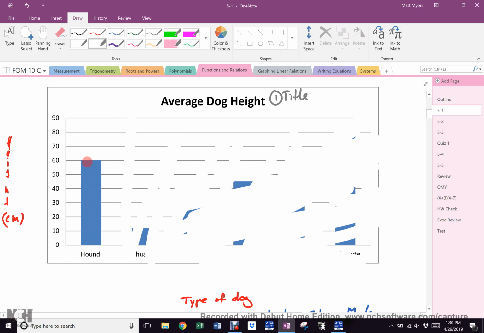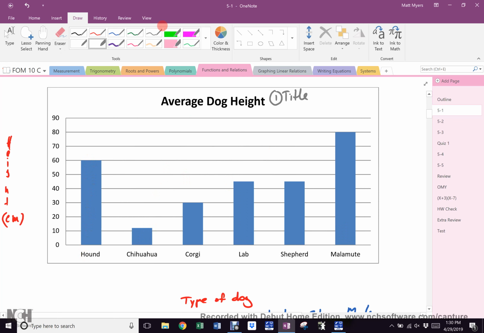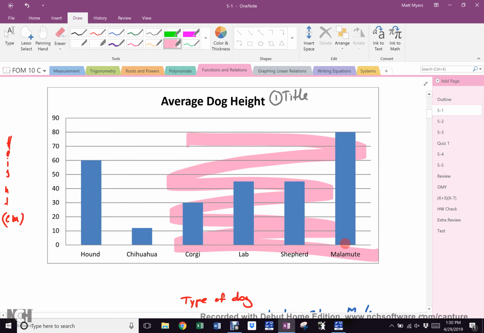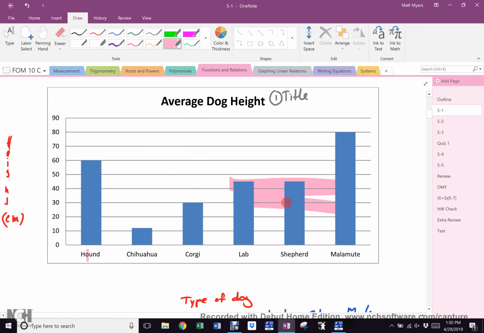Agreed? Okay. What if I add just Chihuahua? Pretend all this isn't there. Is it still a function? Why? Yeah, hound is 60, Chihuahua is 13. We cool? What if we go just to Corgi? Still a function? What if we go to Lab? Still a function? What if we go to here? No, why not? Because now Lab and Shepherd have the same height. Does everybody see that? Everybody understand?